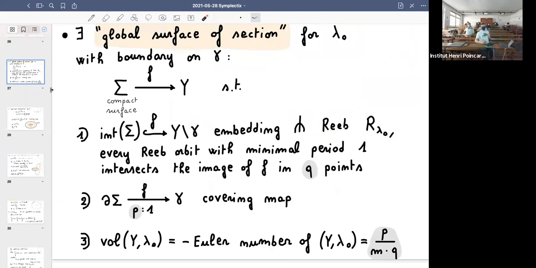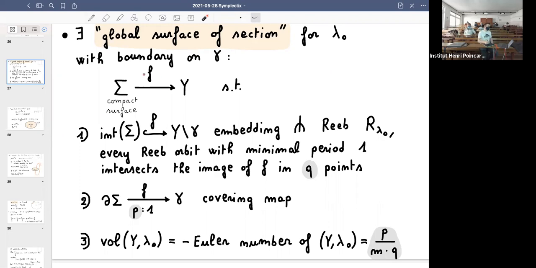Now, the core of the proof and the novelty was that on a Besse contact manifold, given any closed Reeb orbit, there exists a "global surface of section" that has boundary on this orbit. A global surface of section for the Besse Reeb flow, with boundary on the given Reeb orbit. I put quotation marks here because what we have is not really a usual global surface of section. It's almost a global surface of section, except that you cover the boundary a multiple number of times.